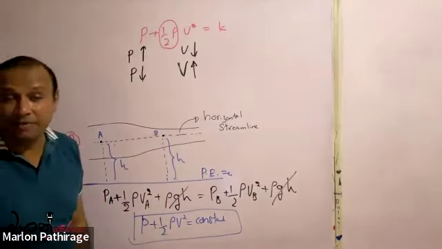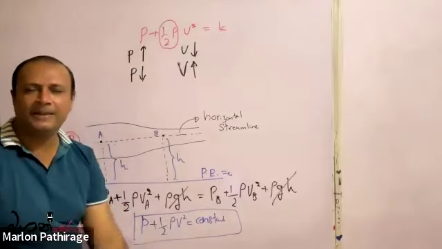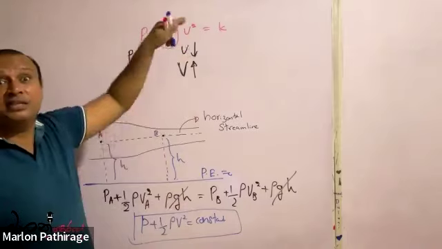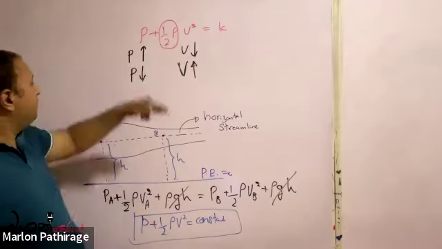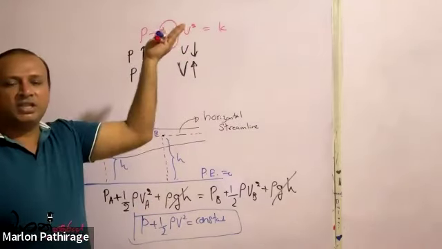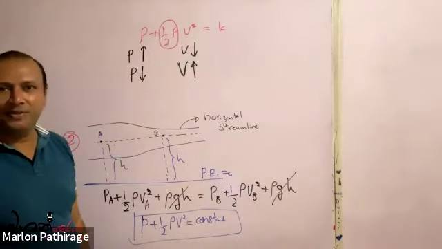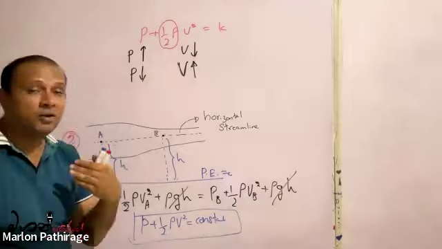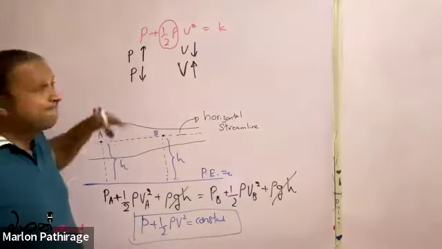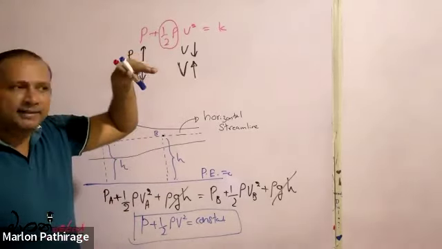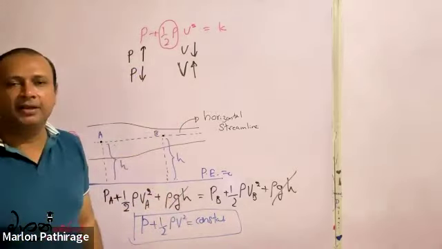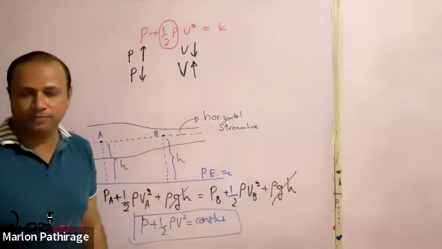The core explanation in Bernoulli's theorem is: when pressure increases, velocity decreases. When pressure decreases, velocity increases. Therefore, in a location where the pressure is high, the velocity of that fluid flow should be at a lower level.